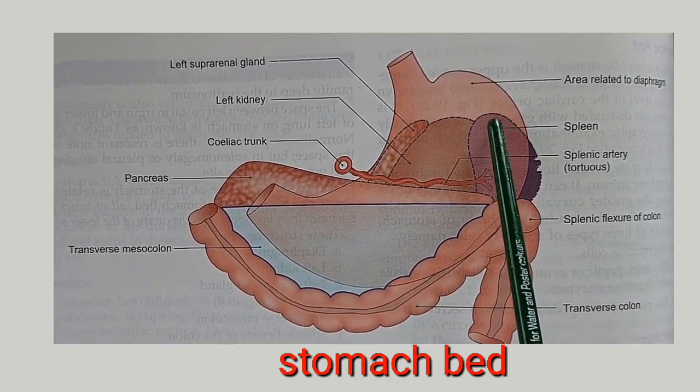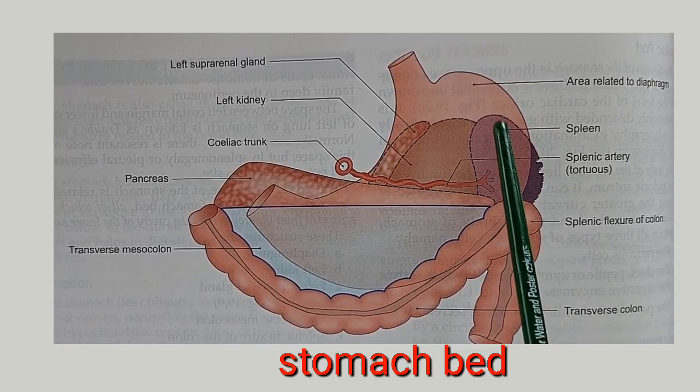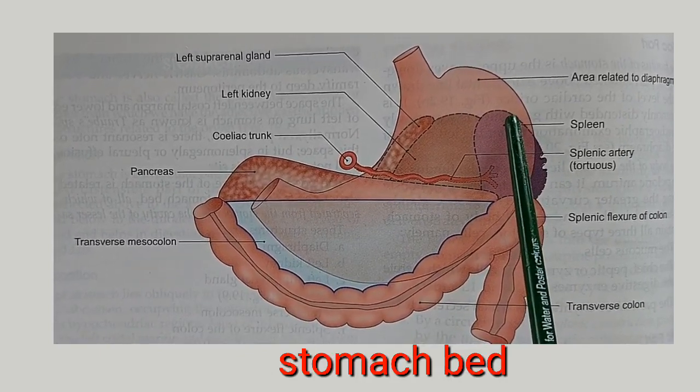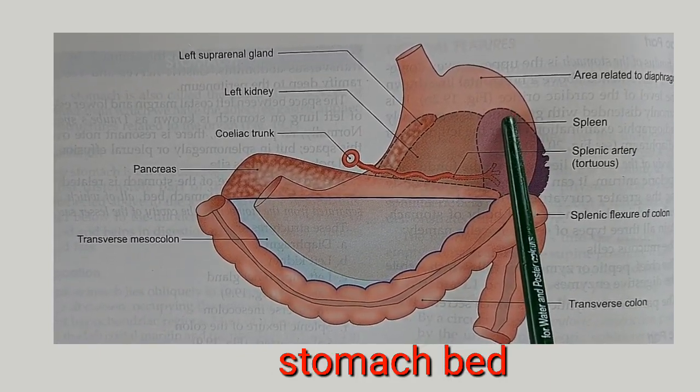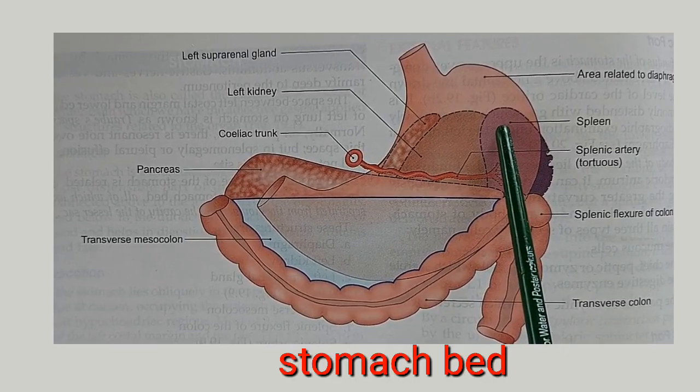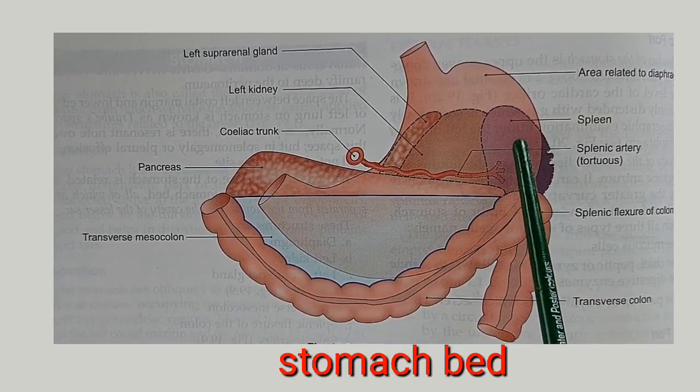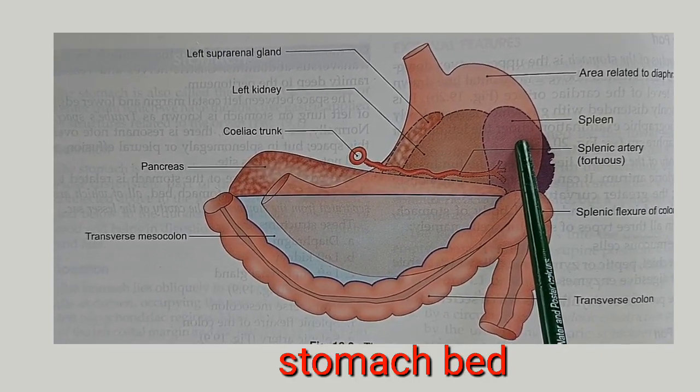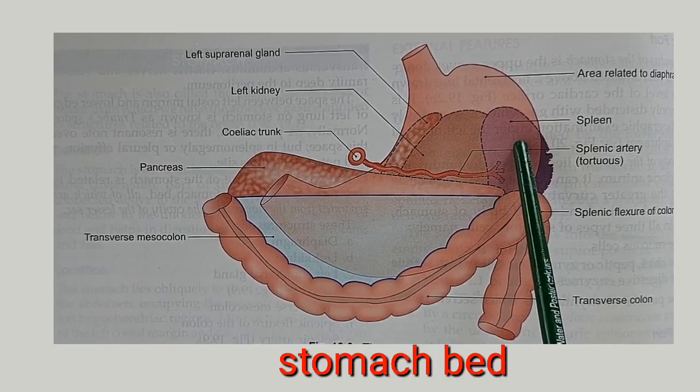On the left side, in the upper part, the gastric impression of the spleen comes in contact when the stomach is distended, but the spleen is separated from the surface by the recess of the greater sac.